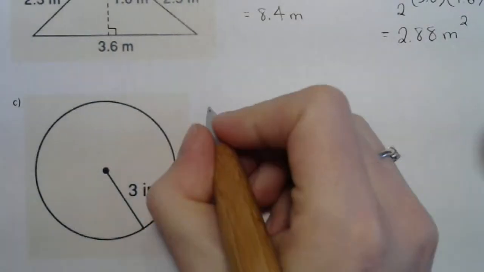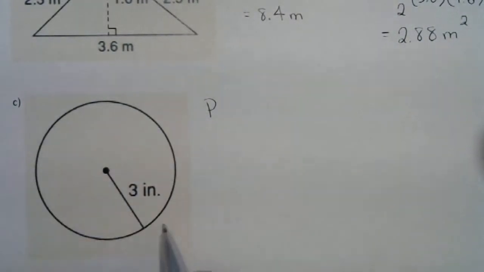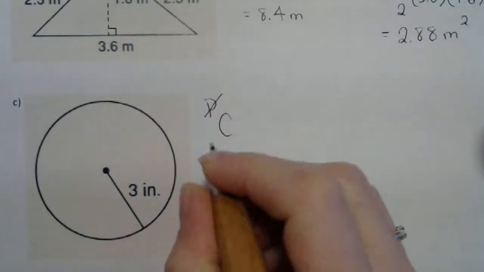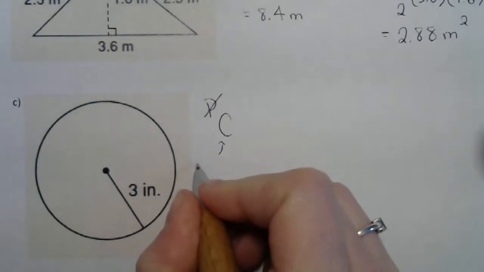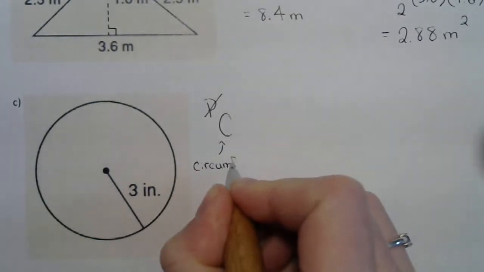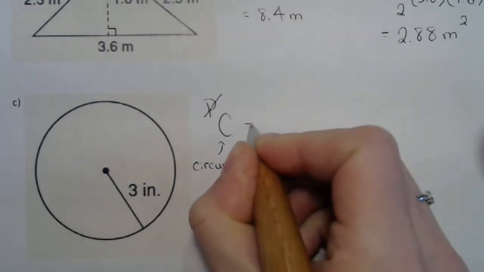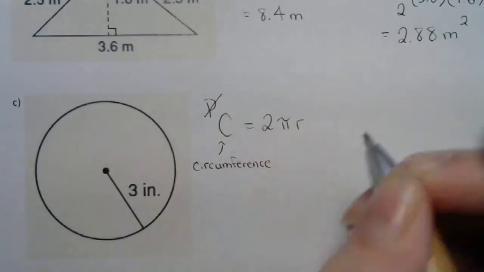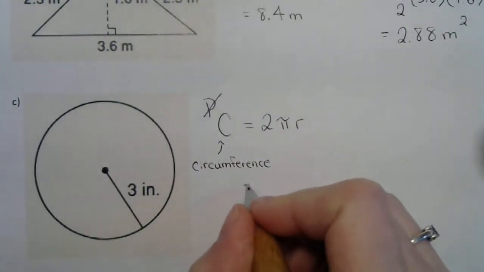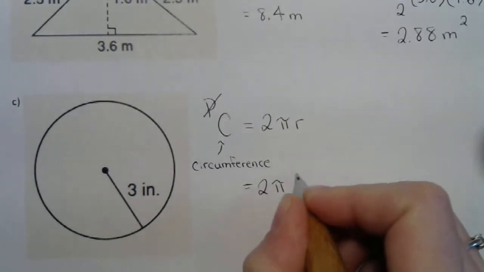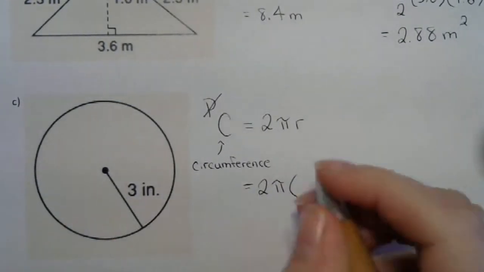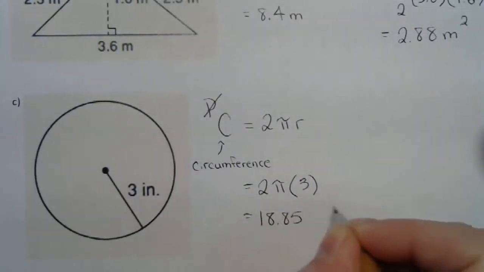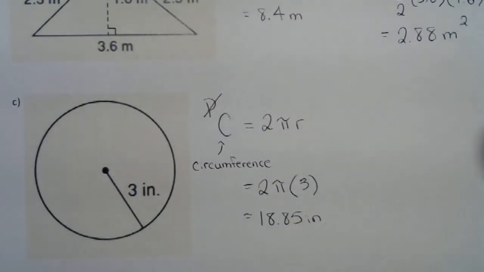Now to do a circle, perimeter is always the distance around an object, but in the case of a circle we have a special word for it. Remember, we call it circumference. So I'm going to use a C for that, circumference. Remember, circumference is 2 multiplied by pi multiplied by r. So if we have 2 pi, our radius in this case is 3 inches. Punch that in, we get 18.85 inches is the circumference.